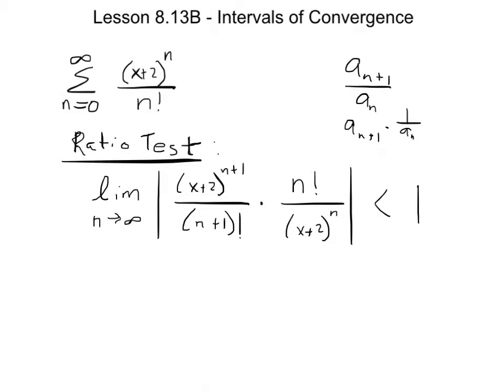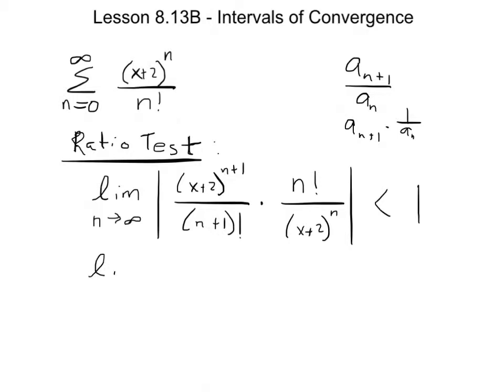If it's greater than 1, it diverges. And if it equals 1, that's actually interesting, and I'm going to come back to that later. But remember that with the ratio test, if this test comes back and says it's 1, then the test is inconclusive. So here we are. I'm going to do the ratio test. Let's simplify this thing.